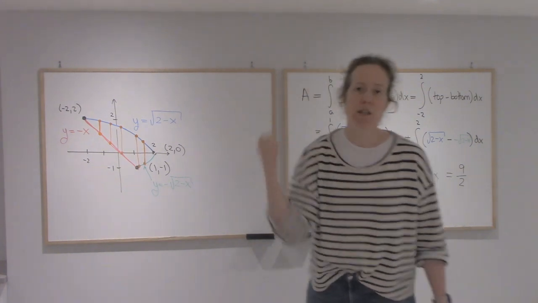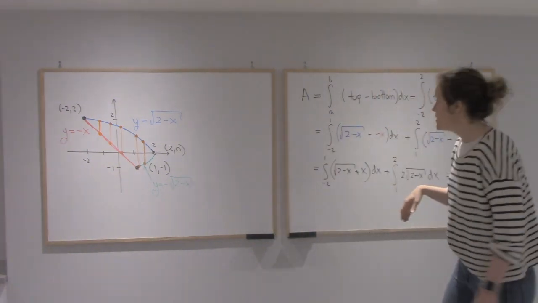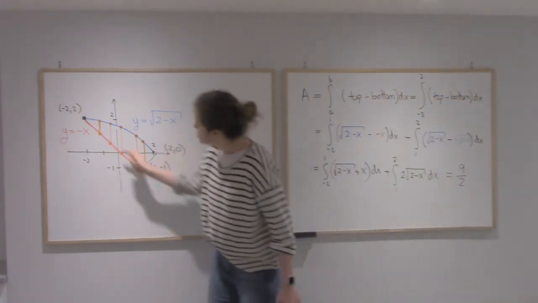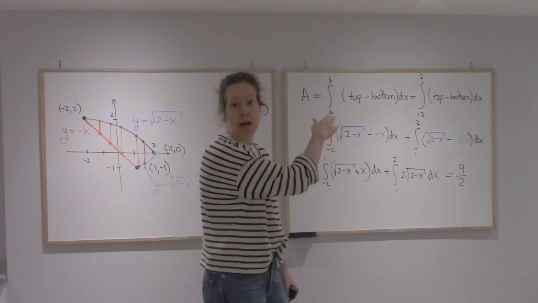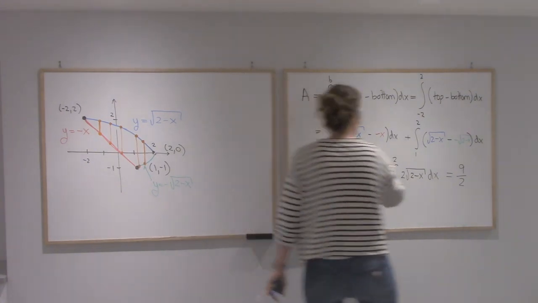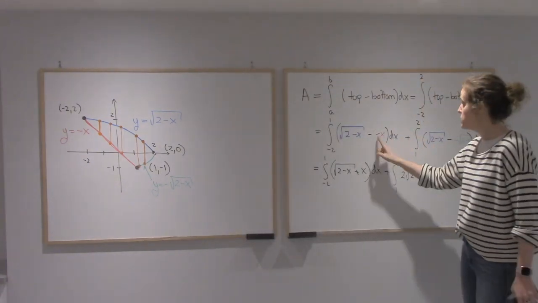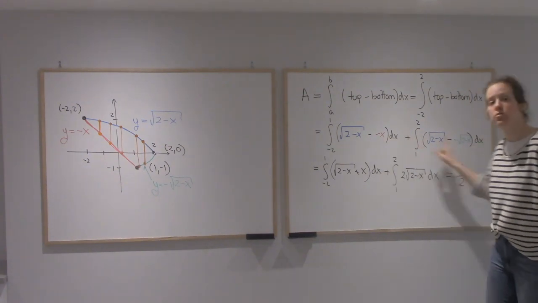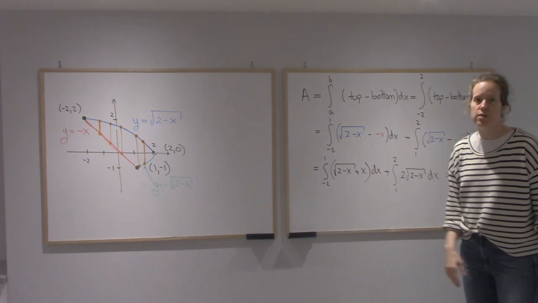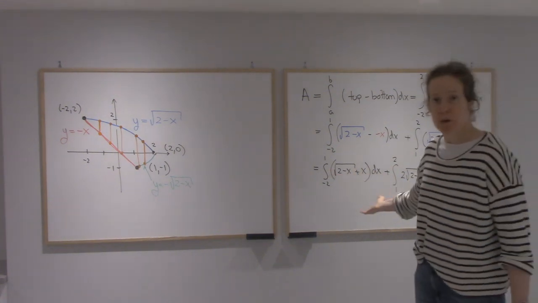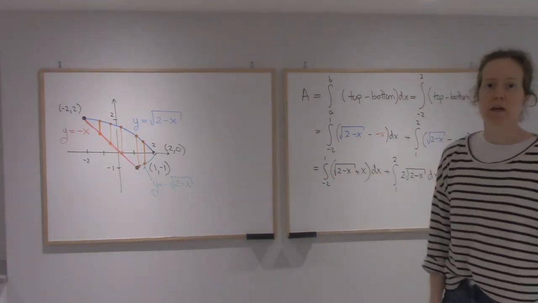Now the second way this is more complicated is because bottom switches from red to green. That means when I set up the integral, I'll have to split it in two different ways because bottom doesn't have a single formula. It has the red one and the green one, and so I get two different integrals. And if I actually computed them, that'd be much longer than just computing the one.